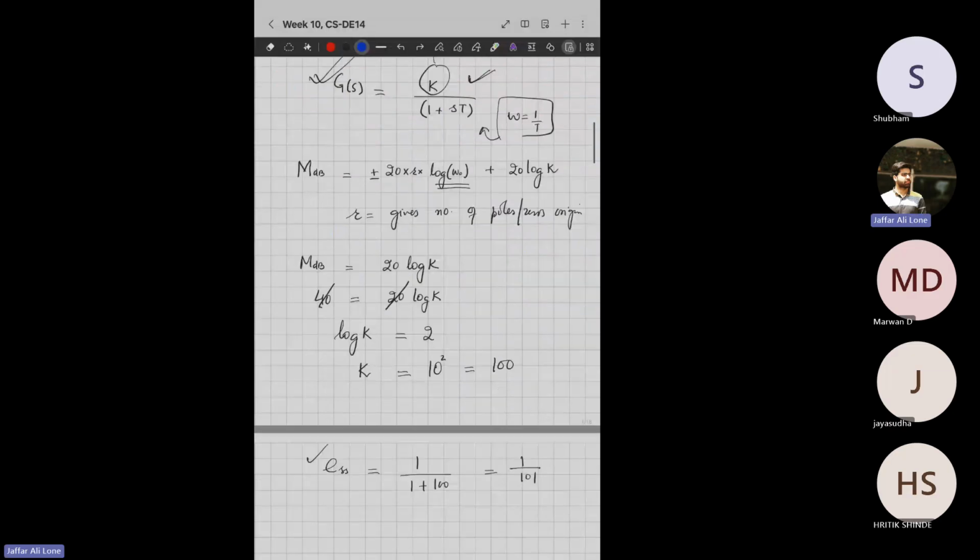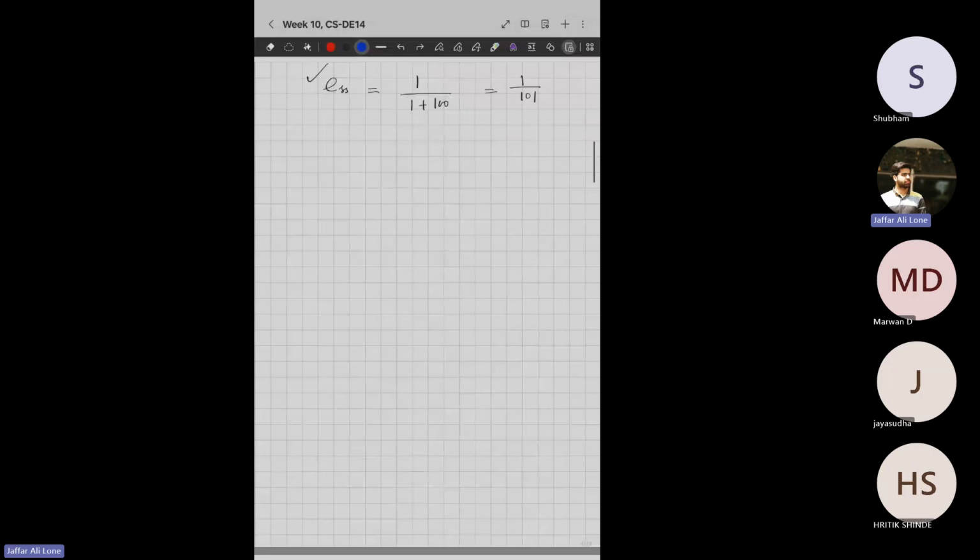So now let's do another question, and that will give you more confidence. So again, a similar question. You are given a Bode plot. I'll just make this Bode plot for you, and I would expect each one of you to answer this.